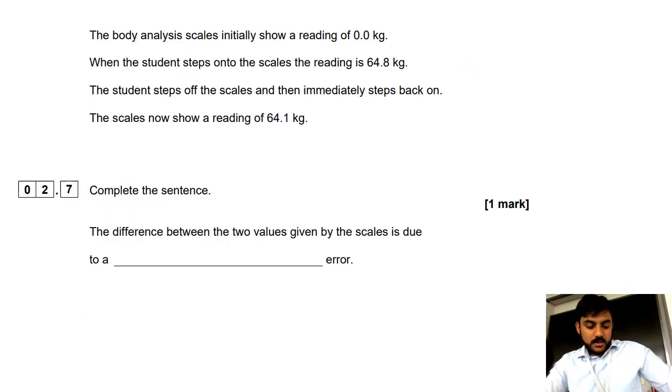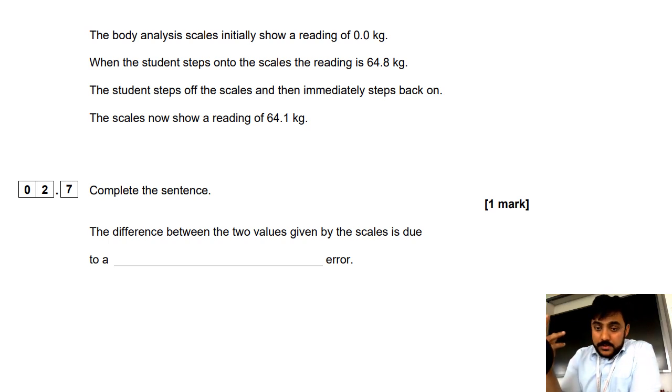Superb. So the body analysis scales initially show a reading of 0.0 kilograms. When the student steps onto the scales, the reading is 64.8 kilograms. The student steps off the scales and then immediately steps back on, and the scales now show a reading of 64.1 kilograms. Complete the sentence. The difference between the two values given by the scales is due to a something error.